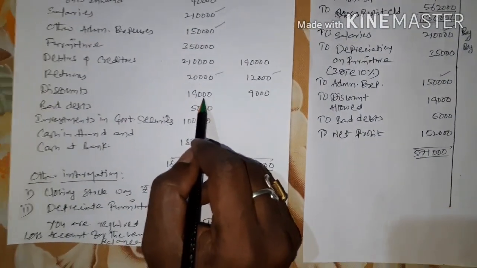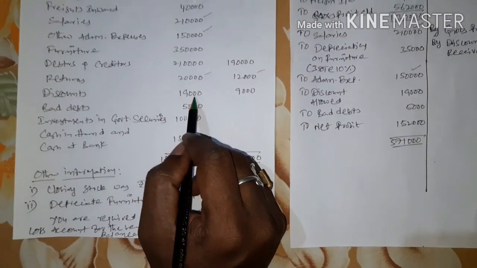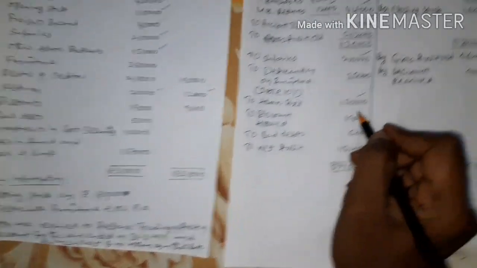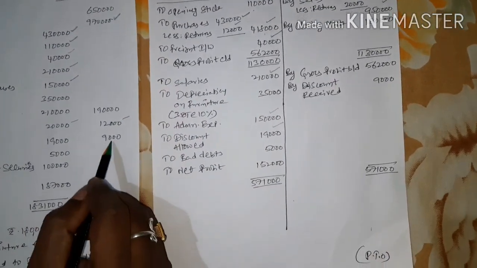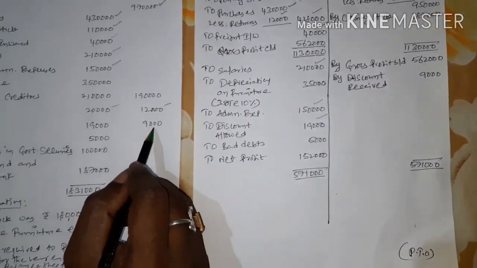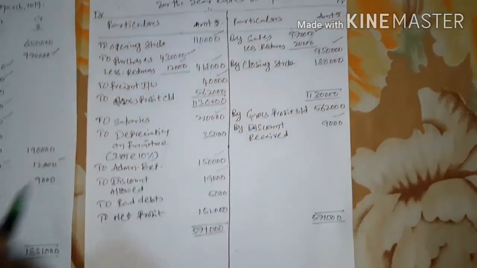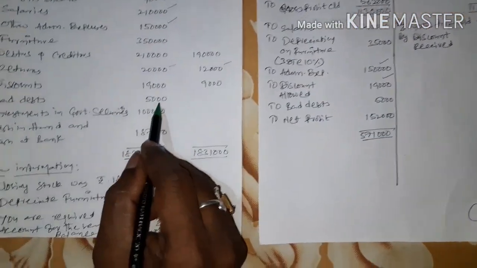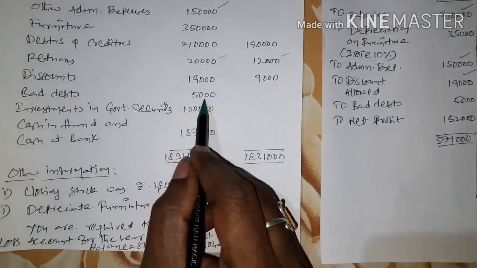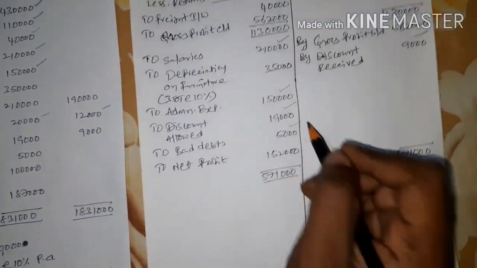Discount, debit side discount is a discount allowed, it is to be debited to P&L account. To discount allowed 19,000. Credit side discount, that is discount received, the same is to be credited to P&L account, that is by discount received 9,000. Then bad debts is a loss and the same is to be debited to P&L account. Then to bad debts rupees 5,000.